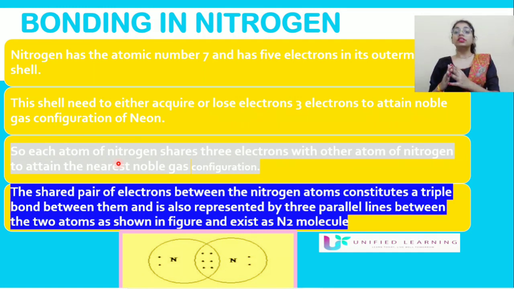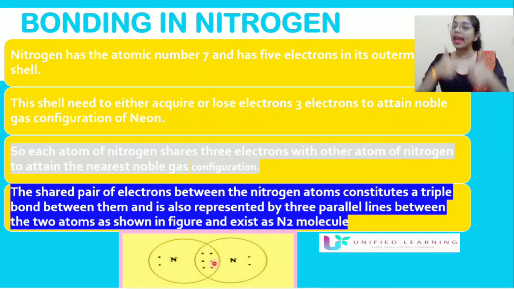Moving further, the shared pairs of electrons between the nitrogen atoms constitute a triple bond. So here the triple bond will be formed, shown as 3 parallel lines. That is how nitrogen exists as the N2 molecule. I hope it is clear to you.